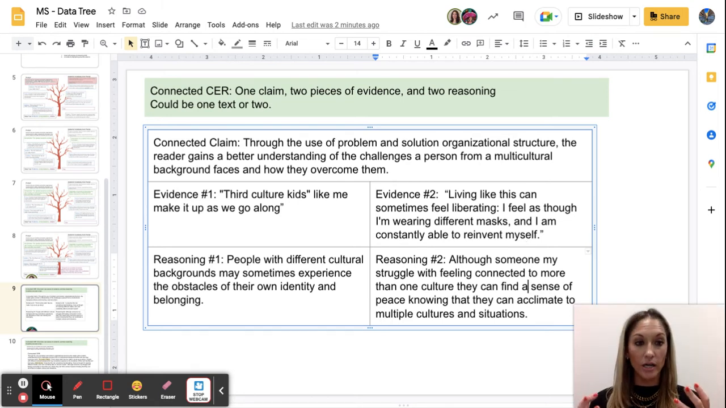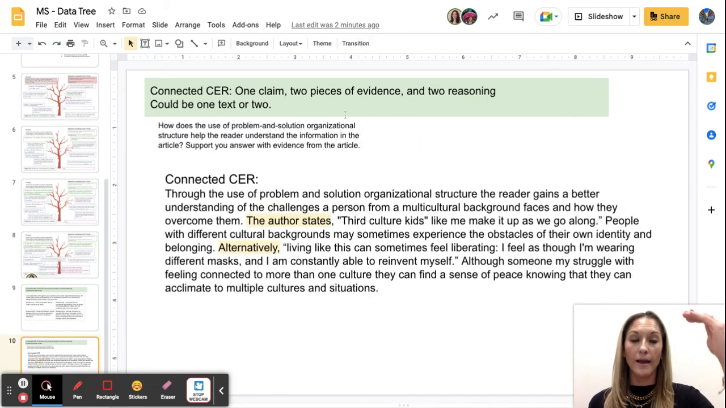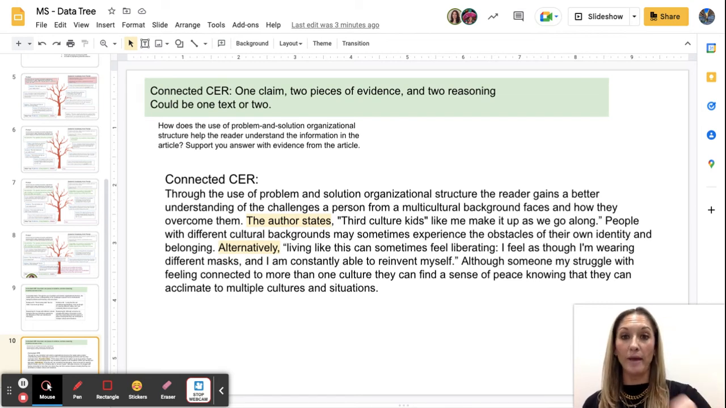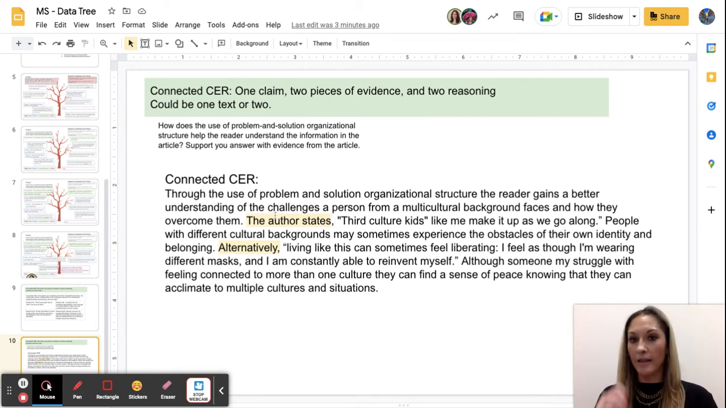How do I start to make this look like an actual response? I'm simply going to copy my claim, my text evidence, and my reasoning into a paragraph. Now, for middle school, you're going to see that it looks just like a claim, evidence, reasoning, and we need to zhuzh it with adding transitions, and that's where you see this highlighted. So we're teaching students to add transitions before their text evidence so that it reads more like a paragraph. So our full completed connected CER sounds like this.